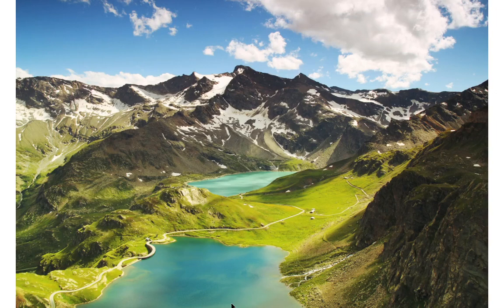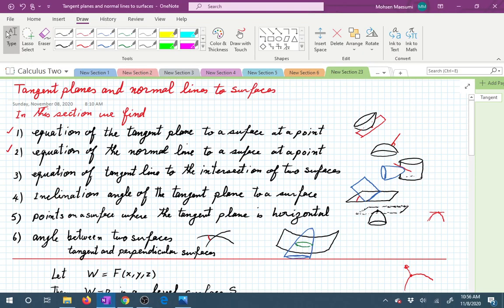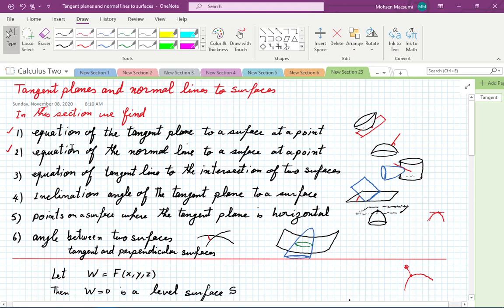Today we are going to continue our lecture on tangent planes and normal lines. We are going to do two more application problems. Let's go ahead and take a look at this. So in the last lecture we did problem 1 and 2. Today we are hoping to do problem 3 and 4.